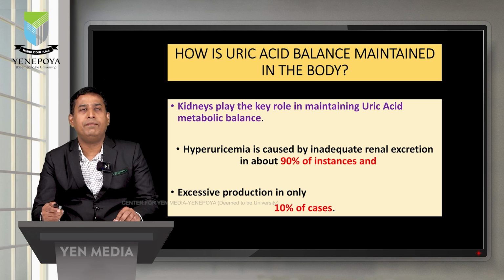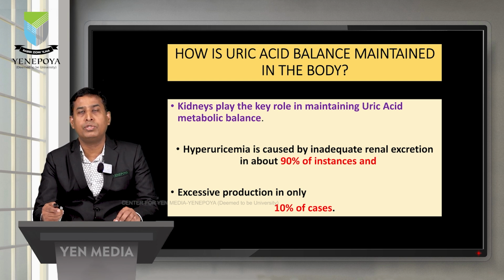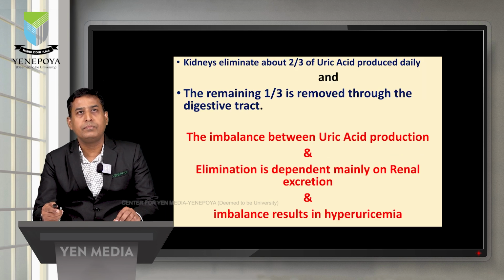How is uric acid balance maintained in the body? We should always remember that the kidney plays the key role in maintaining uric acid metabolic balance. 90% of cases of hyperuricemia are caused by inadequate renal excretion, and only 10% of cases are due to overproduction of uric acid.